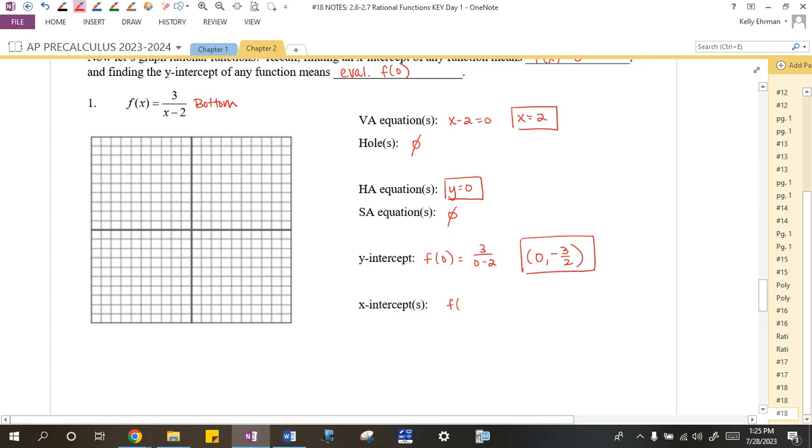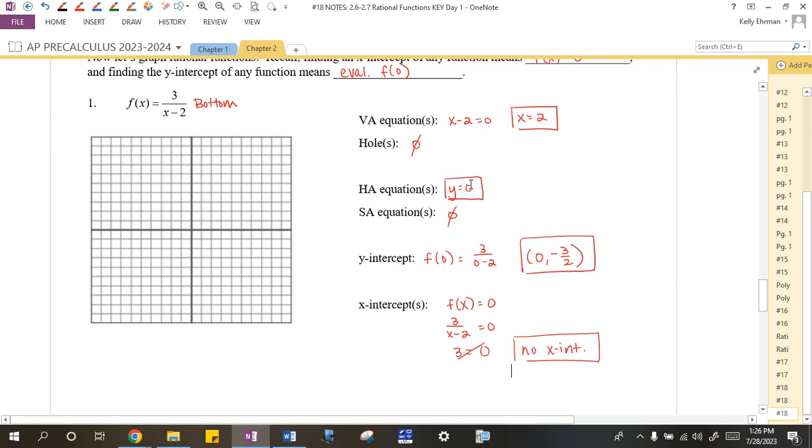X-intercepts come by setting f of x equal to 0. Well, if we set 3 over x minus 2 equal to 0, remember, if there's no variable up here, a fraction can't equal 0, or we just got done with rational equations. If you multiply by x minus 2, because it's an equation, you're allowed to multiply that to the other side, but you get 3 equals 0, which is not true. So there are no x-intercepts, and that's actually really common for rational equations, especially if the horizontal asymptote is 0.